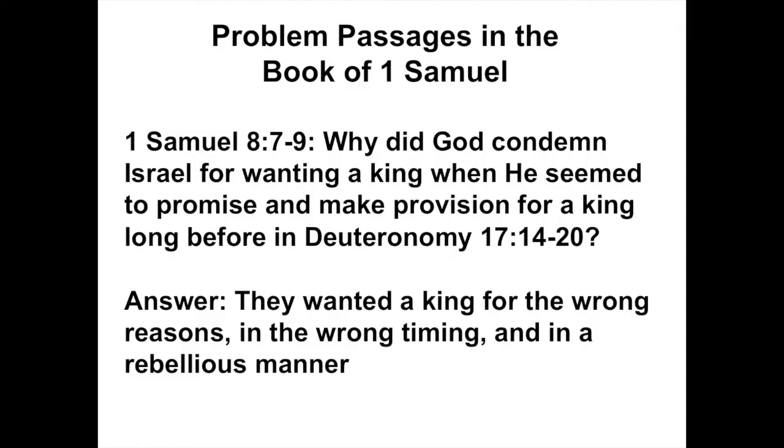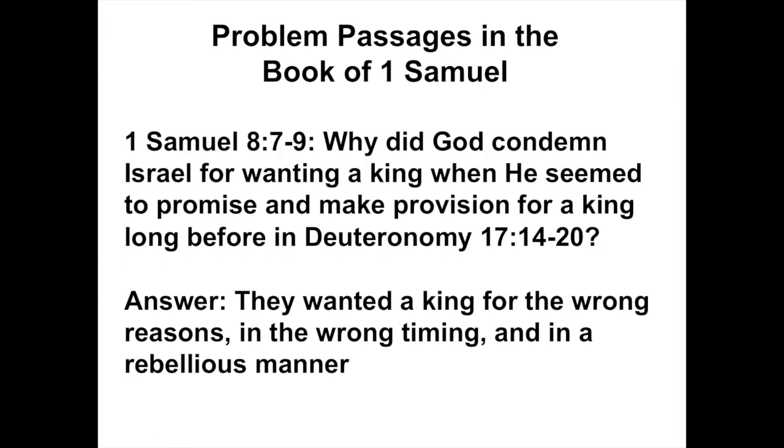Going on, 1 Samuel chapter 8, verses 7 through 9. Why did God condemn Israel for wanting a king when he seemed to promise and make provision for a king long before in Deuteronomy chapter 17, verses 14 through 20? Now, we talked a little bit about this before. And the idea is simply this.